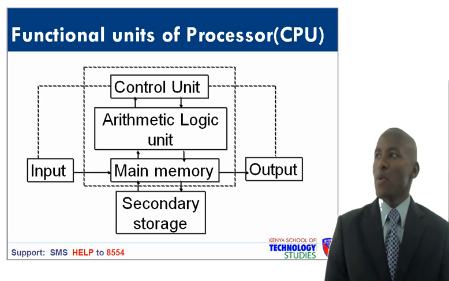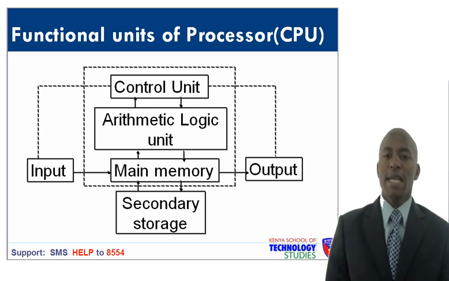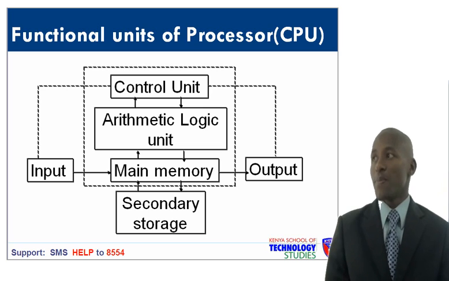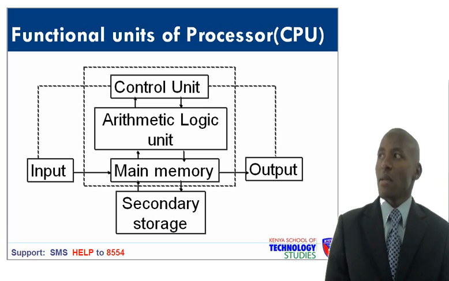There we have input. From the input we go to main memory, or from the input we go to the processor, and the processor is made up of control unit, arithmetic logic unit, and main memory. So from the input the data is taken directly to the CPU, and from the CPU, after the data is being processed, then now we have the output.